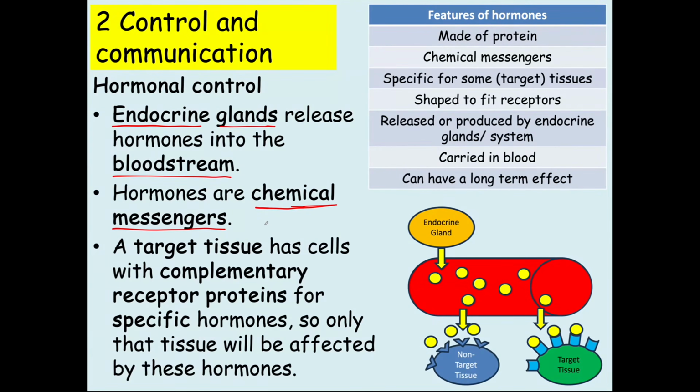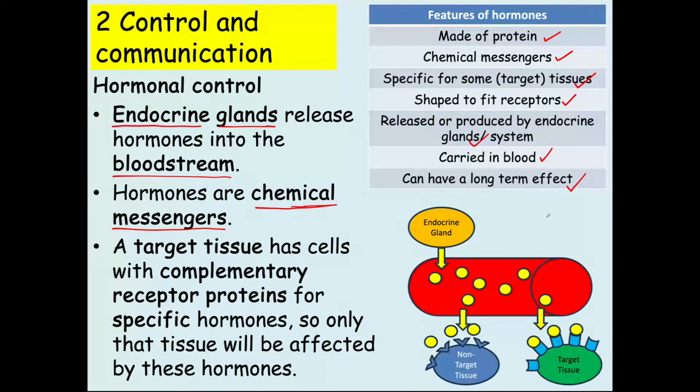Other features of hormones which you need to know about are they are a type of protein. We know that from Unit 1. They are chemical messengers. We know that from just now and also from Unit 1. The next part, which is important, is they are specific to some target tissues. They are shaped to fit receptors. They are released or produced by endocrine glands, which we just learned about there. They are carried in the blood or the bloodstream, and they can sometimes have a long-term effect as well as a more immediate one.